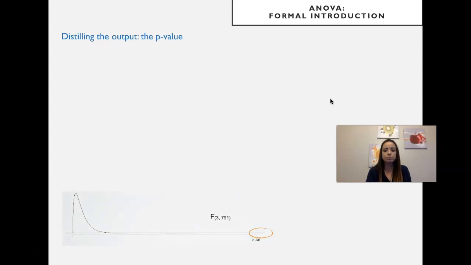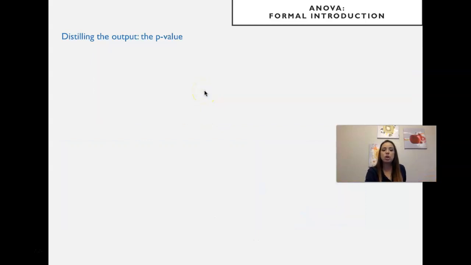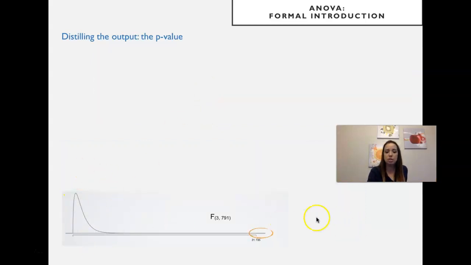Then what do we do? We look at the F distribution, and that has 2 parameters, the degrees of freedom of the group and the degrees of freedom of the error, the within group variability, which is 3 and 791. Where did I get that? 3, number of groups minus 1. And this here is the degrees of freedom total, which is the number of participants minus 1 minus the group degrees of freedom, so I get to this. So I create my F distribution based on these 2 degrees of freedom, and here's the 21. This is my F ratio.